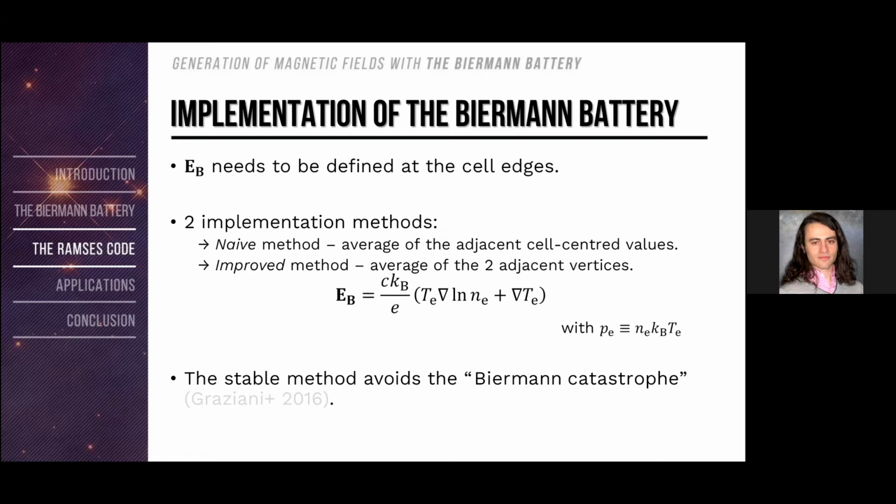On the contrary, the second method, which is more numerically stable, directly defines the Biermann term at the edge by using the values of the vertices bordering that edge. This will become clearer in a few minutes. This method takes advantage of the electron's equation of state.